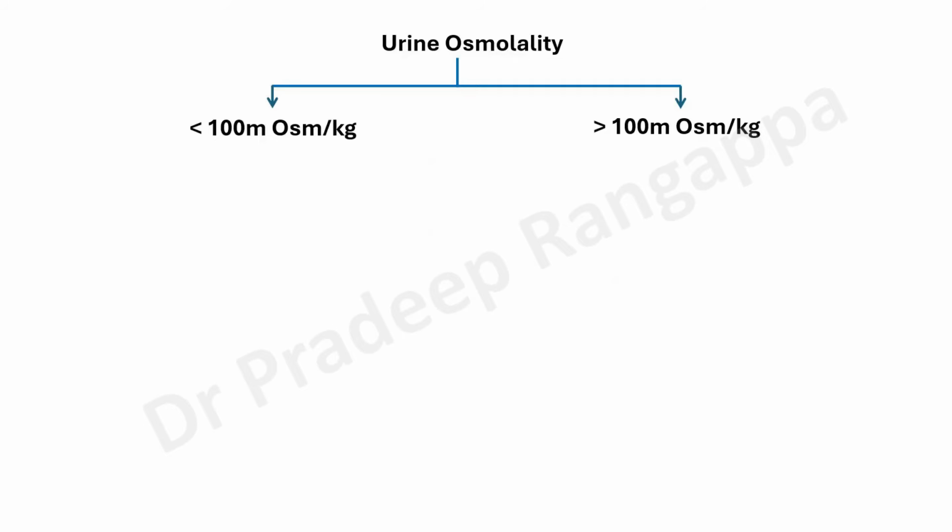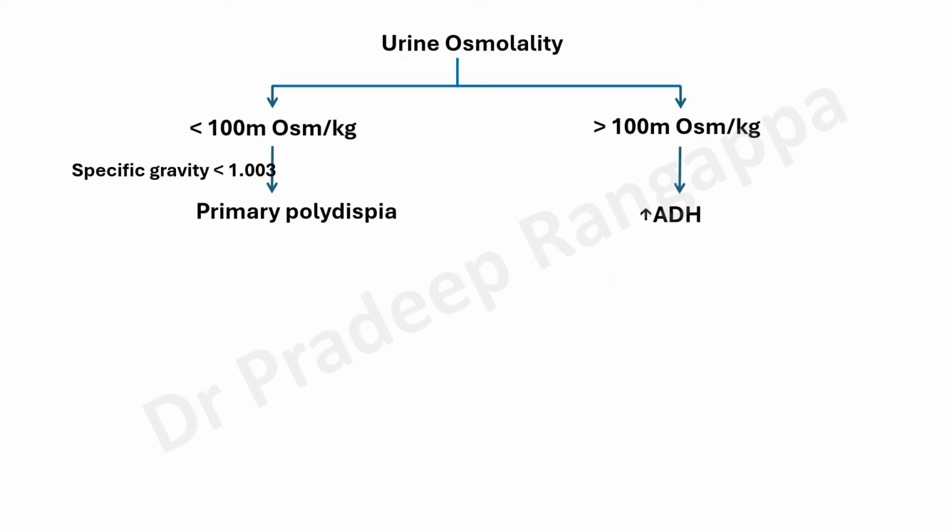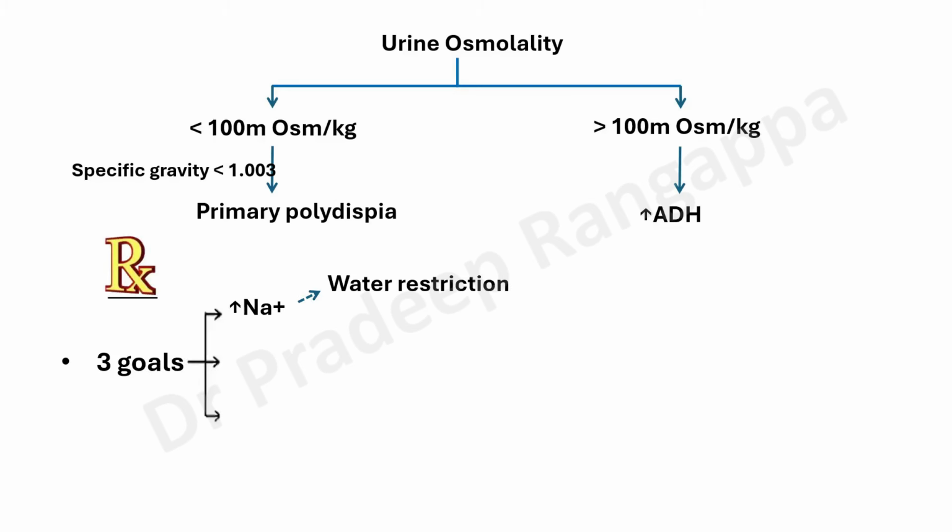And you have to do urine osmolarity. If it is less than 100 milliosmol, then if specific gravity is low, because urine is very dilute, then possibly the reason is primary polydipsia, where patient is drinking a lot of water. If it is more than 100 milliosmoles, then you know there is increase in the ADH levels, and that is concentrating the urine. So that is the sort of a brief algorithmic approach in establishing the underlying diagnosis for hyponatremia.